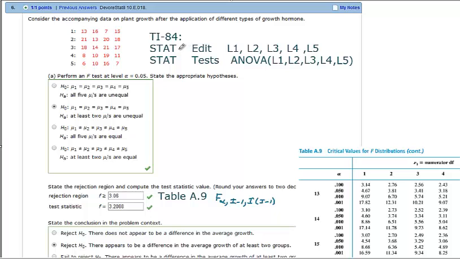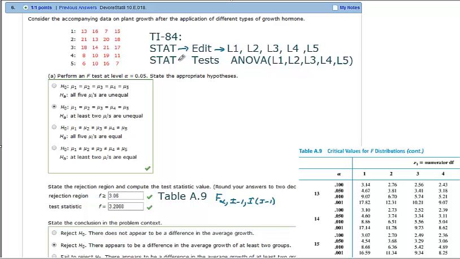I had to push stat, scroll to edit, and then I entered these values in list 1, 2, 3, 4, and 5. So in list 1 I had 13, 16, 7, 15. I just went down my list. My table actually looks a little different, but I entered them as list 1, 2, 3, 4, 5.